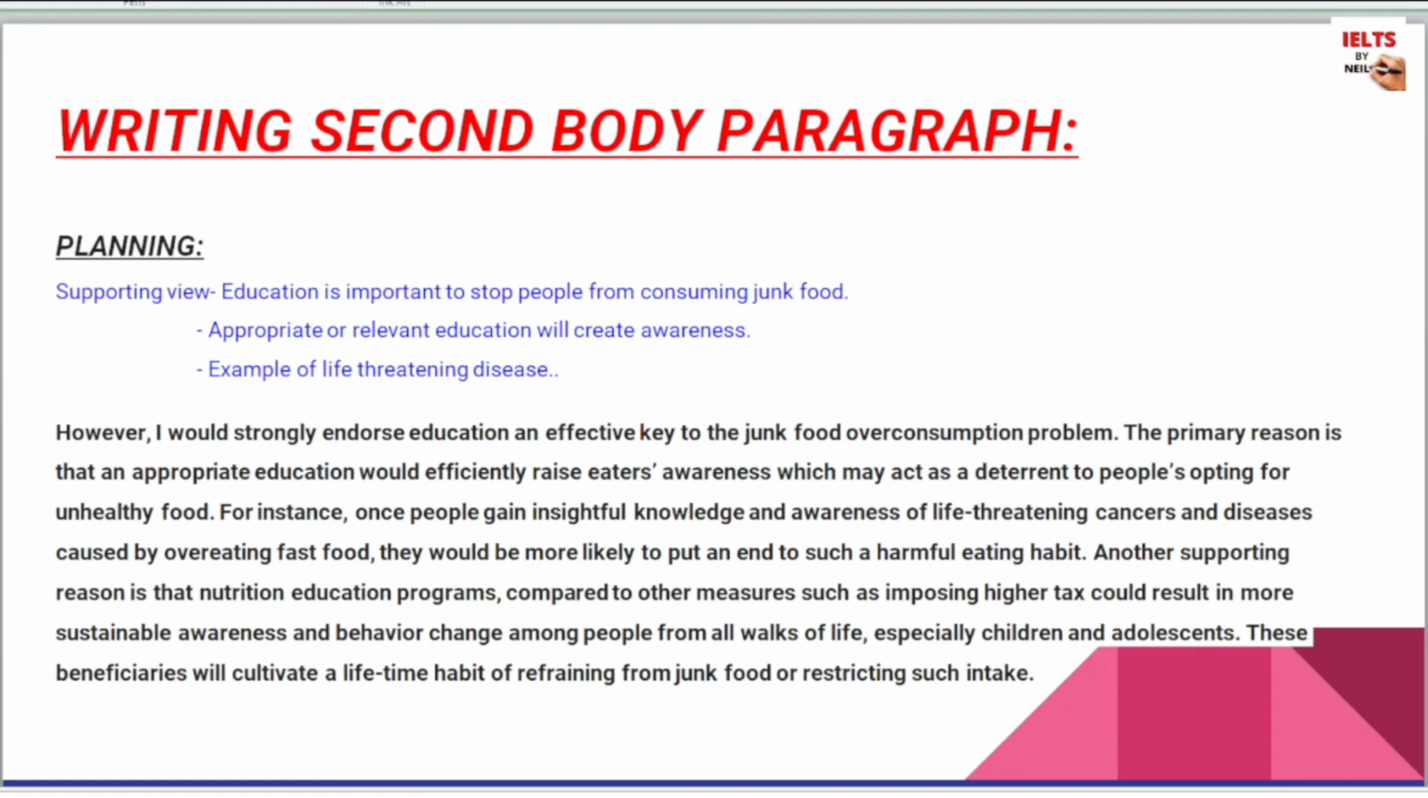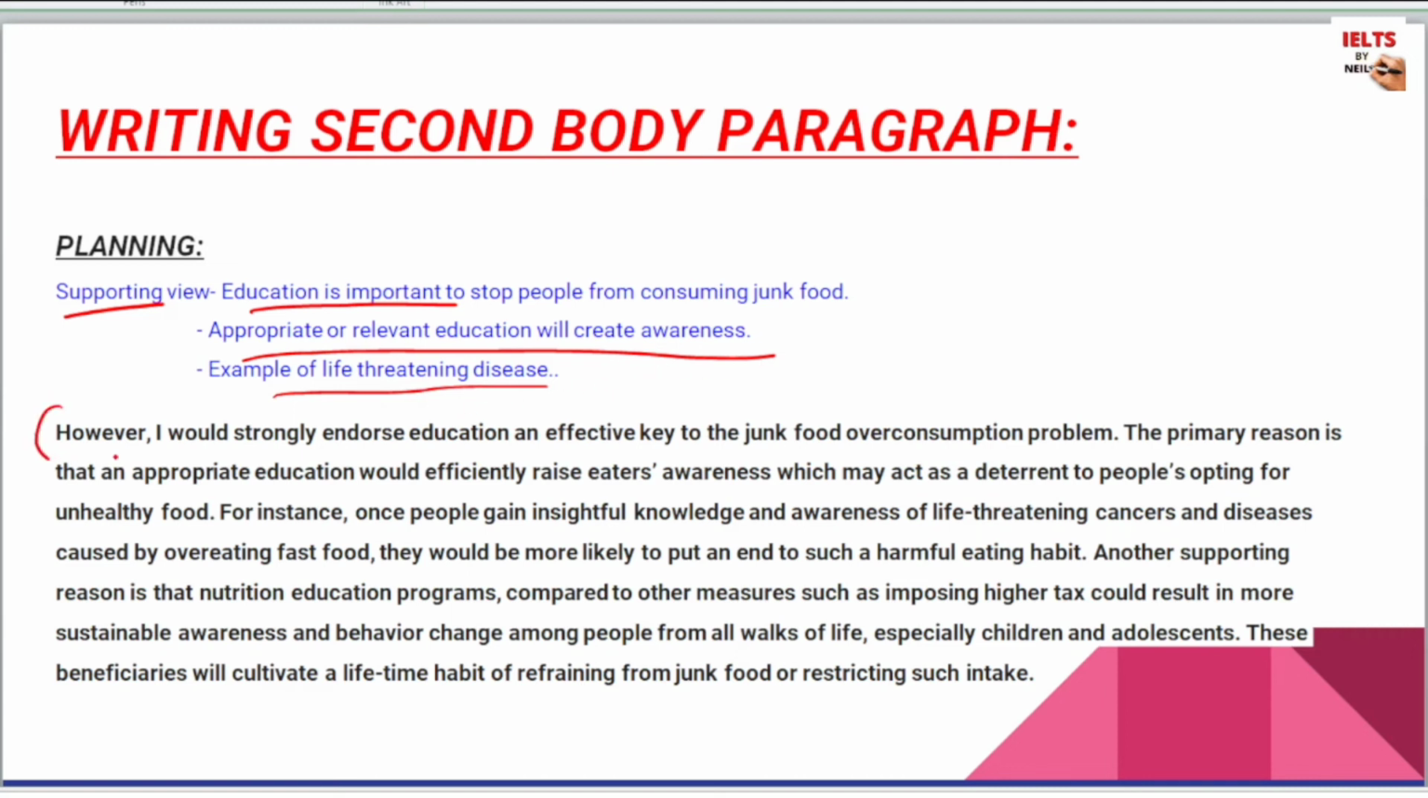similarly, we have to do the same thing. With the planning, is that education is important. So this is the second view. Now we have to give a reason, like appropriate or relevant education will create awareness. So not all the education, but education based on the awareness about the junk food and the health crisis which are being caused by the junk food. An example could be of life-threatening disease which is being caused by having junk food. This could prove our point that yes, education is important.